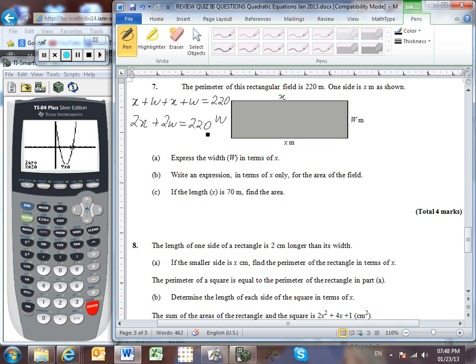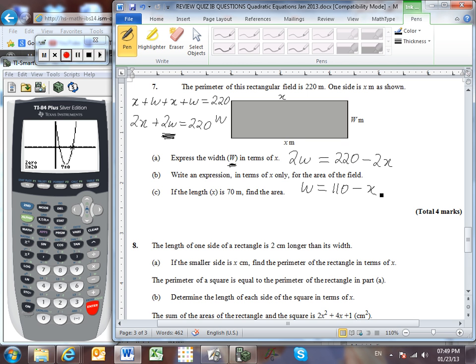Now it wants us to express the width in terms of x. That means that we need to isolate the term with the w in it. So let's put the w by itself, the 2w, meaning that the 2x will have to move to the other side and become a negative 2x. But they're not asking us to isolate 2w, they want us to figure out what 1w is, the width. So let's divide everything through by 2, and we'll get w is equal to 110 minus x.